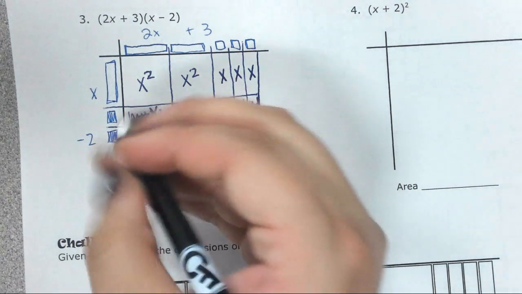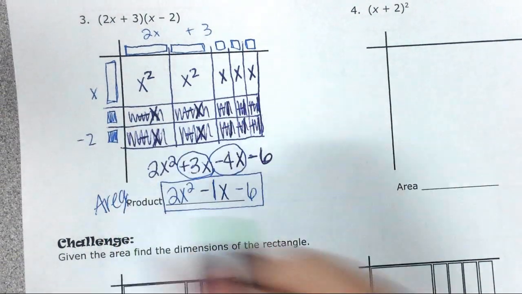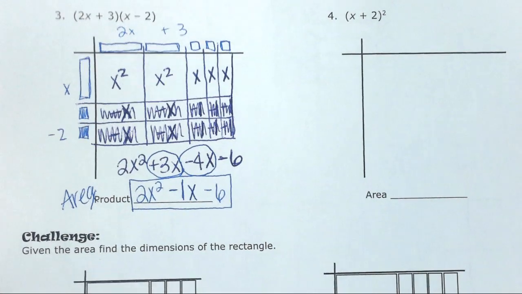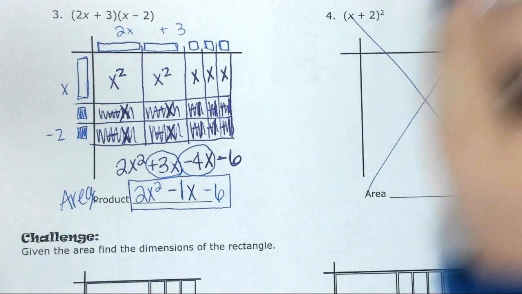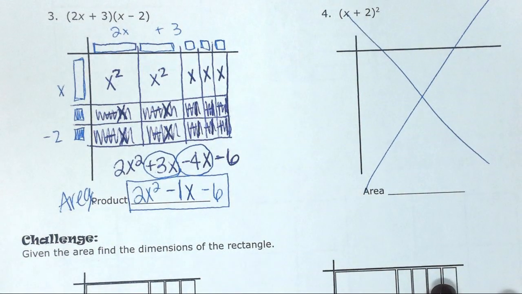All right, and remember product, write area next to it. Test question. You can scratch out number 4. I'm not going to do it today. We'll worry about that on Monday.